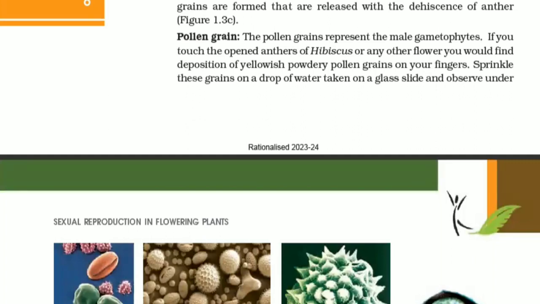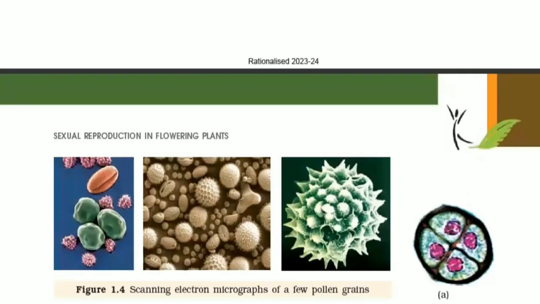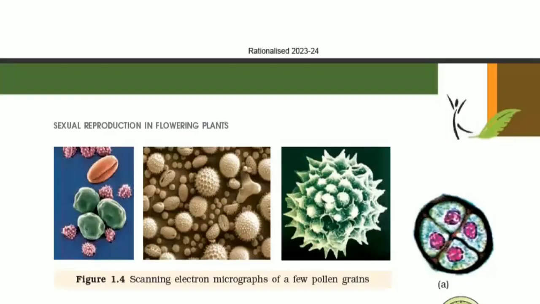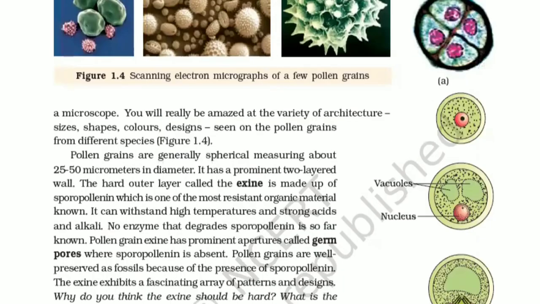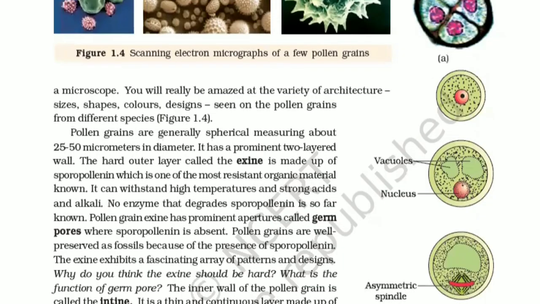If you touch the open anthers of hibiscus or any other flower, you would find a deposition of yellowish powdery pollen grains on your fingers. Sprinkle this on a drop of water taken on a glass slide and observe under a microscope. You will really be amazed at the variety of architecture, sizes, shapes, colors, designs seen on the pollen grains from different species, as shown in figure 1.4.